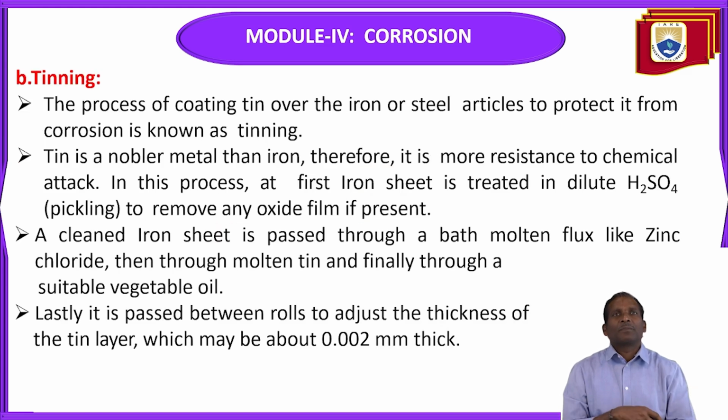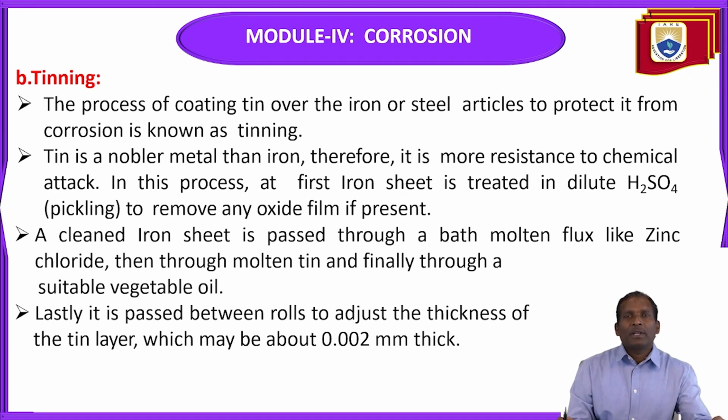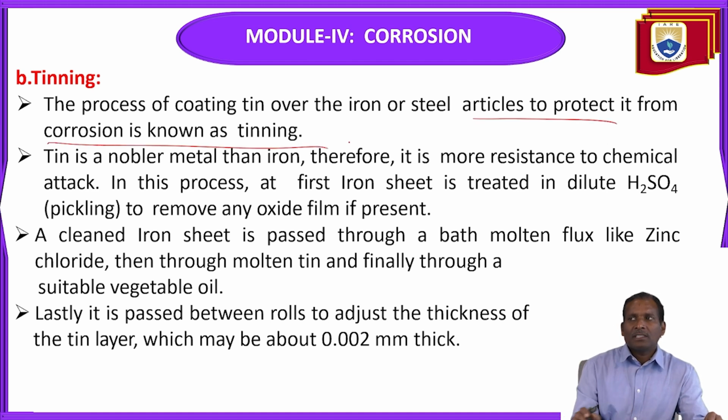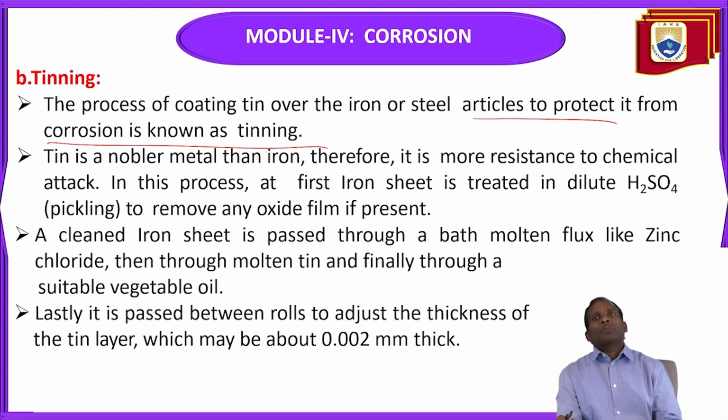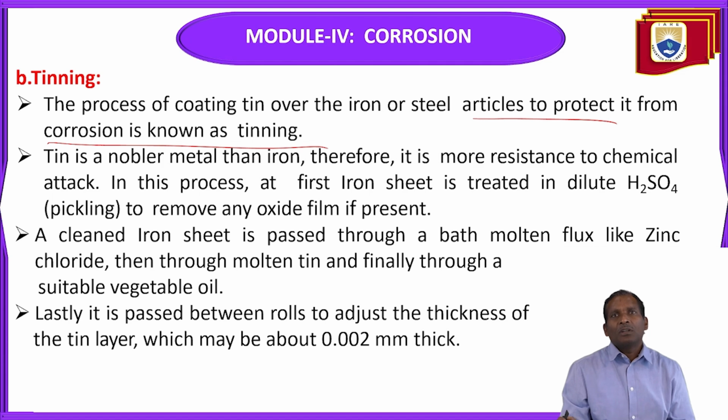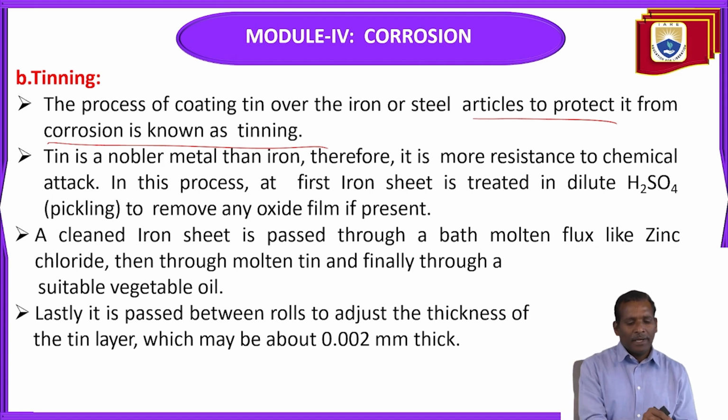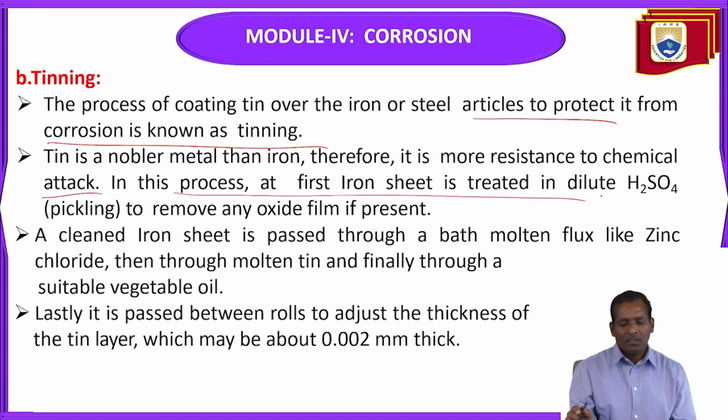Next one is tinning. The process of coating tin over iron or steel articles to protect them from corrosion is known as tinning. Tin is a nobler metal than iron, therefore it is more resistant to chemical attack. In this process, the iron sheet is first treated in dilute H2SO4 (pickling) to remove any oxide film if present.